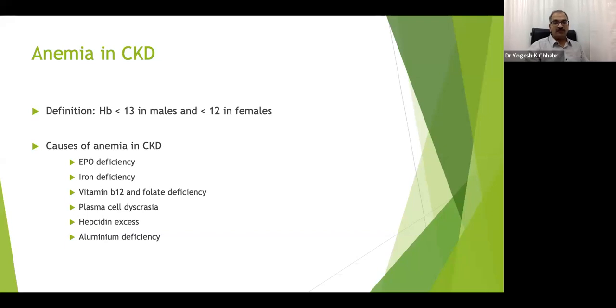The most important cause remains EPO deficiency, erythropoietin deficiency, followed by iron deficiency, vitamin B12 and folate deficiency. Plasma cell dysplasia is something which can occur even in diabetic kidney disease in the long run, and definitely we should look for whether it is because of plasma cell dysplasia or something else which is troubling our patient. Hepcidin excess, and previously when dialysis was not that good, aluminum toxicity, sorry, this is not deficiency, this is aluminum toxicity, which can be problematic for the patient.